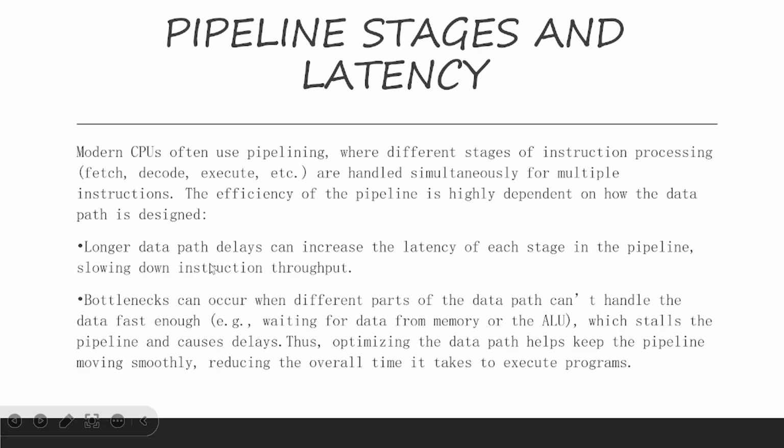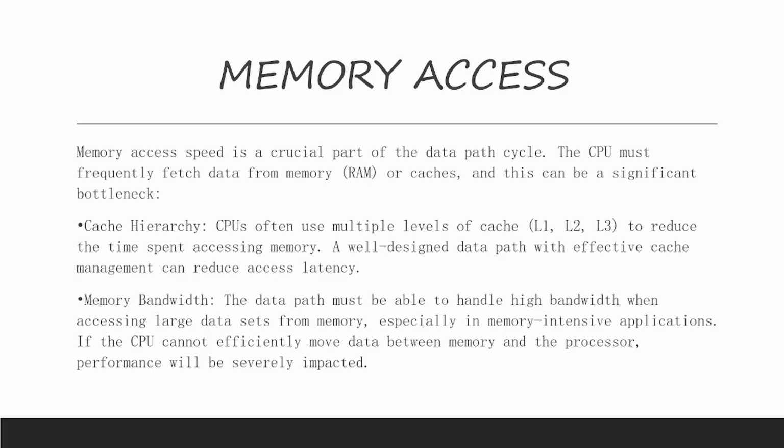Bottlenecks can occur when different parts of the data path can't handle the data fast enough, for example, waiting for data from memory or the ALU, which stalls the pipeline and causes delays. Thus, optimizing the data path helps keep the pipeline moving smoothly, reducing the overall time it takes to execute programs.